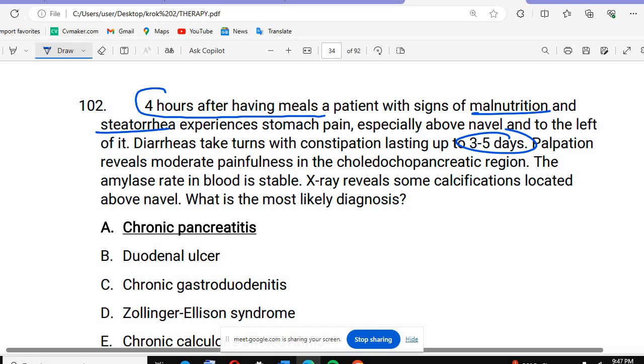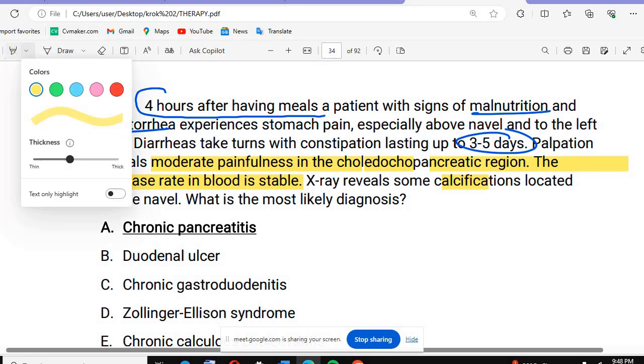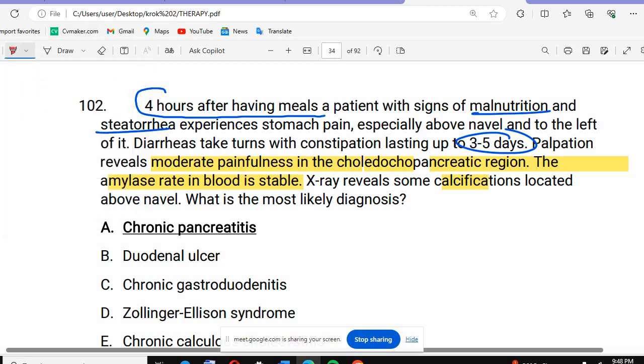Palpation reveals moderate painfulness in the choledochopancreatic regions. The amylase rate in the blood is stable. The amylase is not increasing. Some amylase we discussed that it is seen in pancreatic insufficiency. X-ray reveals some calcification. So here we have the keywords: if you see any calcification, any pancreatic enlargement located above the navel, this is the case of chronic pancreatitis.